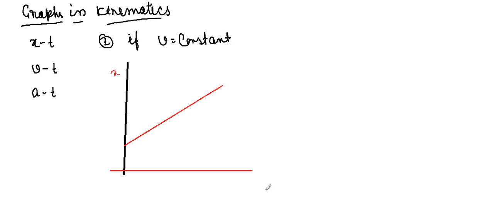This will represent the x axis, this is the time axis. Okay, and the slope of this graph, theta, meaning tan theta, will give you velocity. Okay, and the slope will be constant.